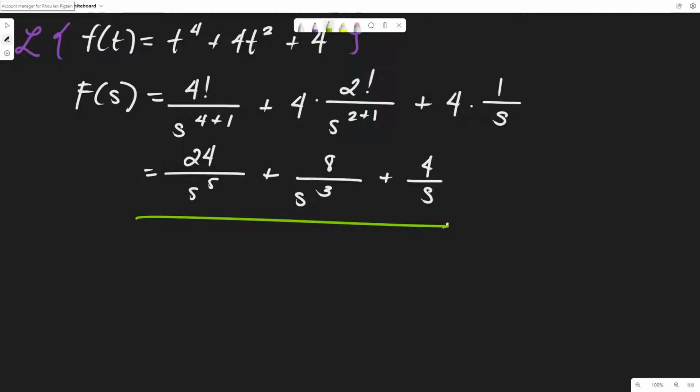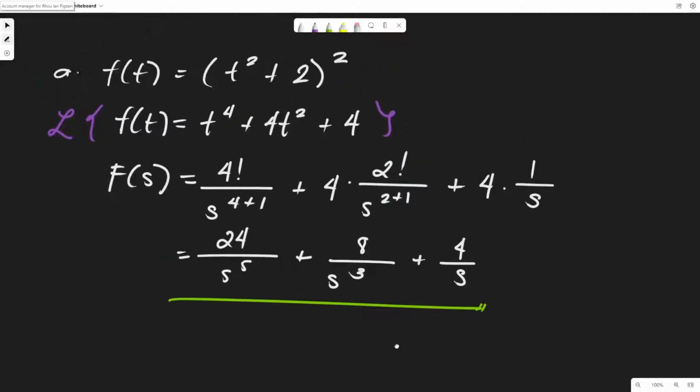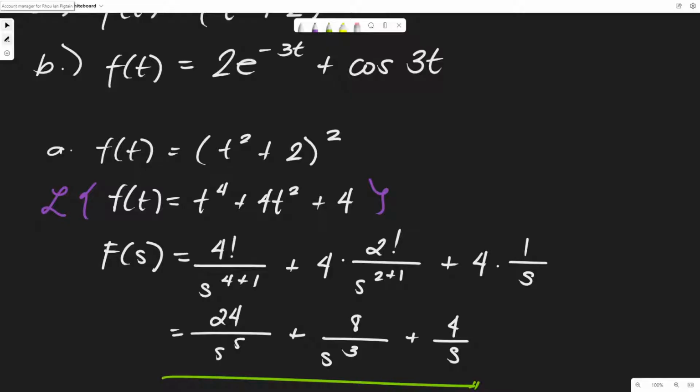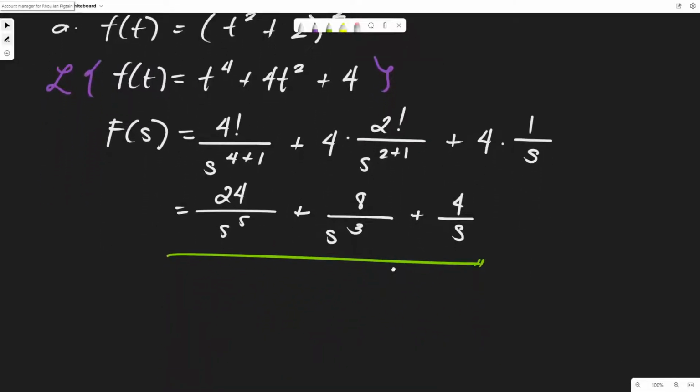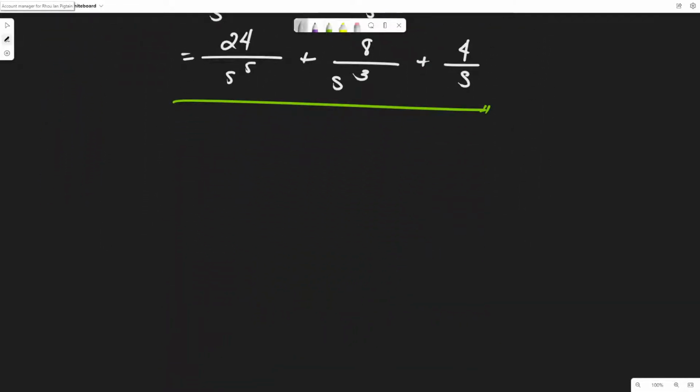This is the Laplace transform of the function. Yun lang naman yung gustong sabihin ng linearity property. Next, we have letter B. Sabi dito, f of t is equal to 2e raised to negative 3t plus cosine 3t. So, kunin natin yung Laplace transform.